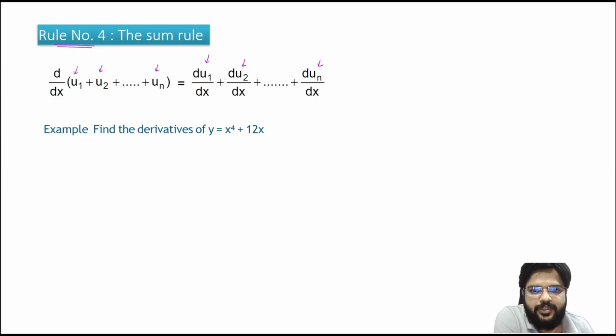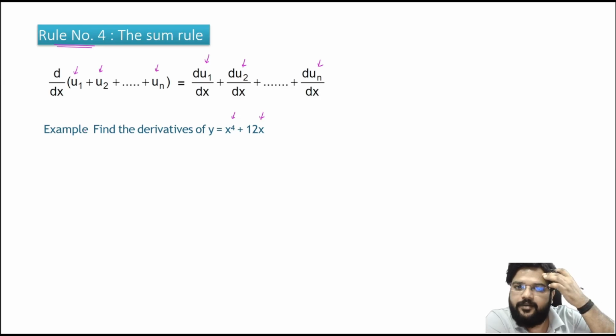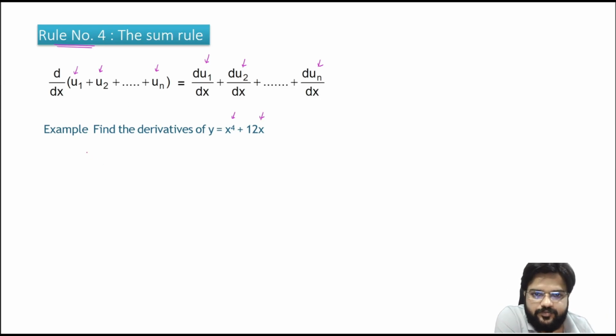So here the question is: find the derivative of y equals x power 4 plus 12x, correct? So x power 4 is the first term and 12x is the second term, correct? So we are doing term by term differentiation here. So let's see how it is working. dy by dx. Now x power 4 is the first term. So separately I am doing differentiation of x power 4 plus dy by dx of 12x, correct?